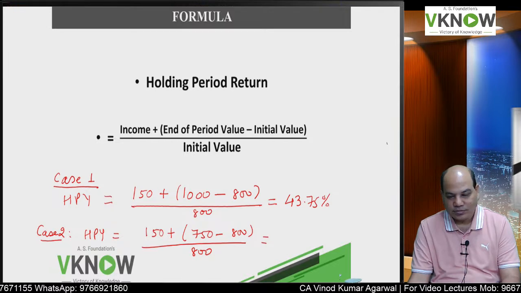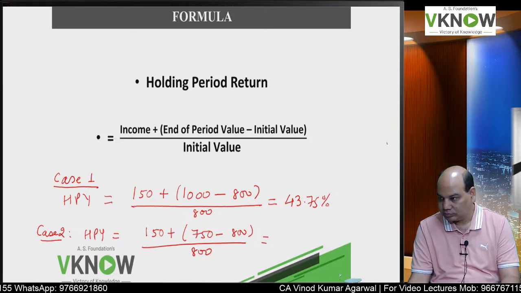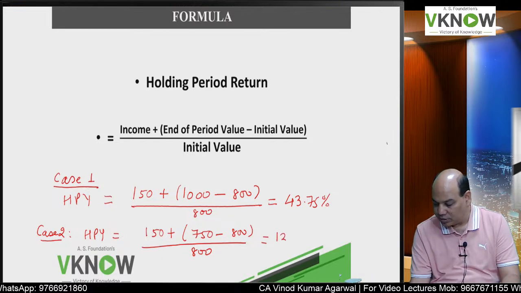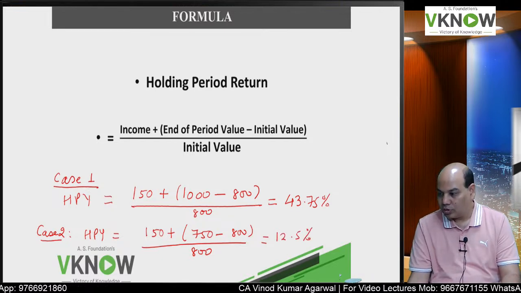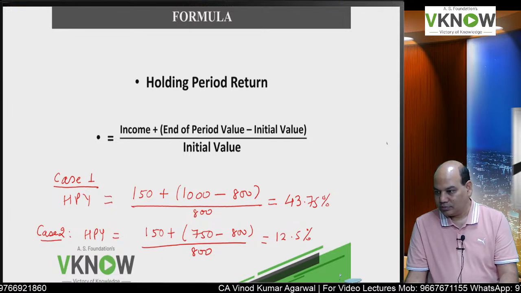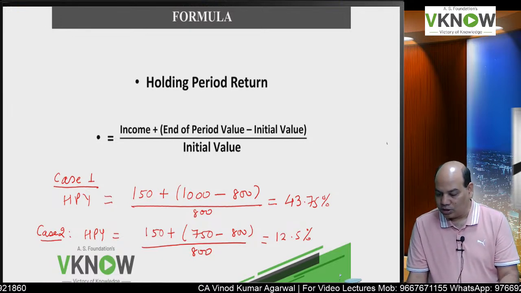Please reply fast. 12.5%. 12.5% is right. So this is how you will calculate the holding period return.